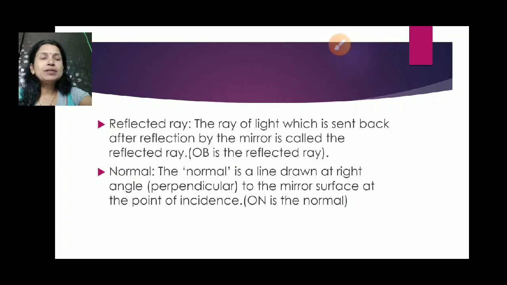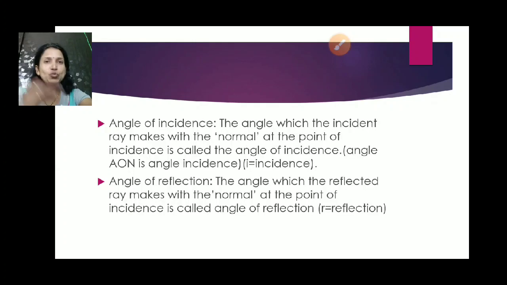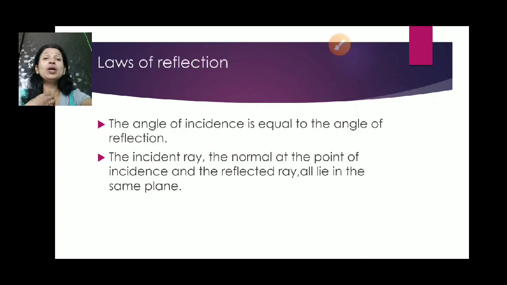Now we will discuss the angle of reflection. Just opposite to that, the angle which the reflected ray makes with the normal at the point of incidence is called the angle of reflection. The angle from the normal to the incident ray is the angle of incidence, and the angle from the normal to the reflected ray is the angle of reflection. Now we will discuss the laws of reflection. We have discussed reflection of light, incident ray, reflected ray, angle of incidence, angle of reflection, normal, and plane.